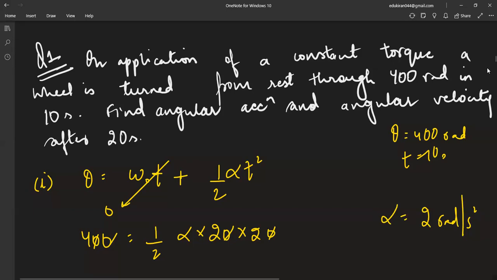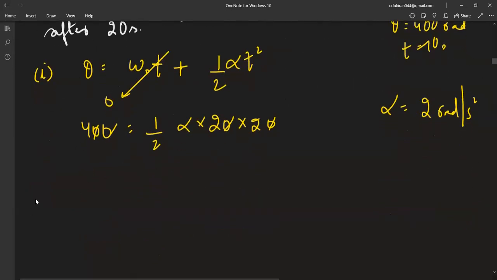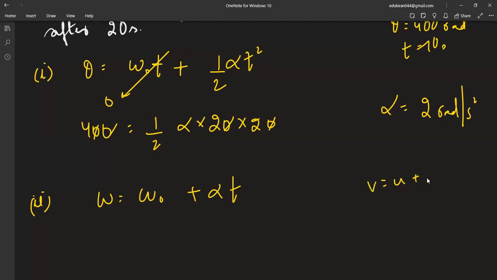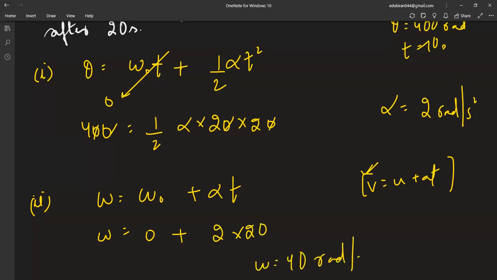Next, we have angular velocity in the same question. See, omega is omega naught plus alpha t, similar to the equation v is equal to u plus at. Keep these in mind, then these will be very easy to write. I also remember in this manner only always. So what is omega? Yes, we have to find this. Initial velocity is again 0, alpha we have calculated, this is 2 into 20. So omega is 40 radian per second.